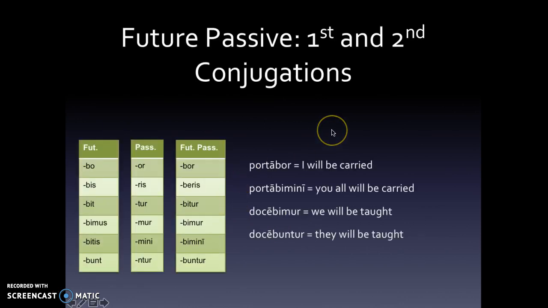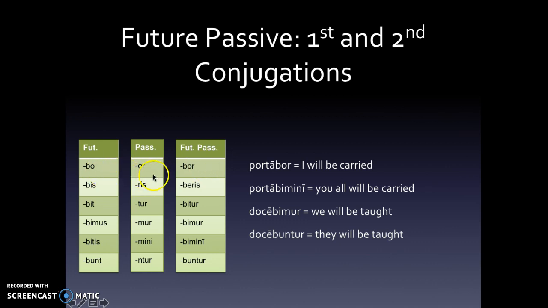Okay, future passives. Back to, not deponents, but actives. So future passives for the first and second conjugations also do something a little bit differently from the third and fourth conjugations, just like in our future actives. Okay, so here's our future endings for the first and second conjugation. Here's our passive endings. You put the two together and you can see how we get the future passive for the first and second conjugations.